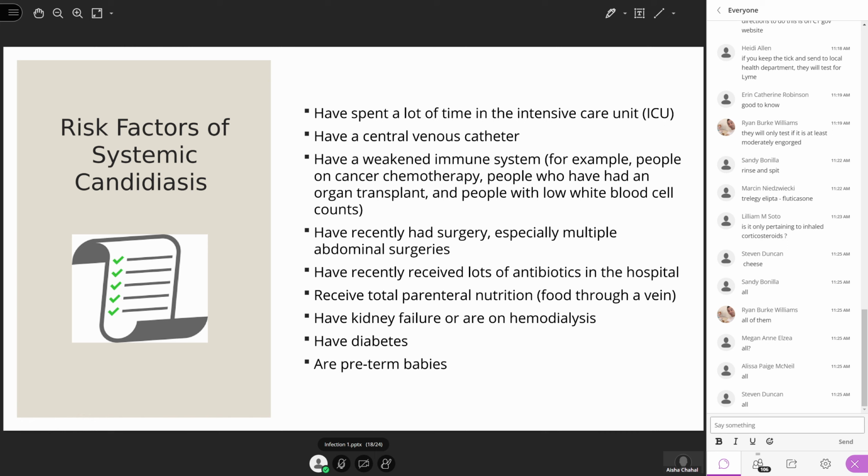Risk factors for systemic candidiasis: patients who are in the ICU, who have a central venous catheter, anything that can invade the body, that is an invasive device, can put you at risk. Lower immune system, patients with cancer, had surgery, a lot of antibiotics. This is one thing to remember. Patients who are taking a lot of antibiotics, again, disrupts the normal flora, kills the good bacteria in your body, and you are going to be at more chances of fungal infection.